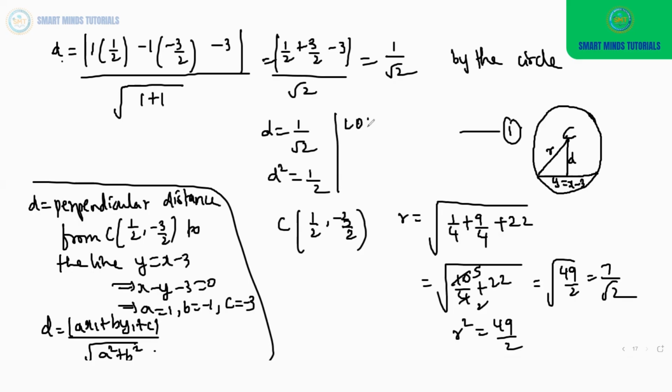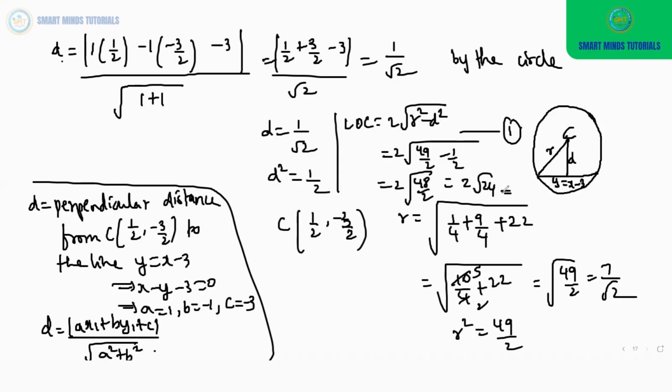Now the length of the chord is 2 root of r square minus d square. r square is 49 by 2 minus 1 by 2. 48 by 2 is 24. 24 I can write as 4 into 6. So that is 4 root 6 units. Write this.